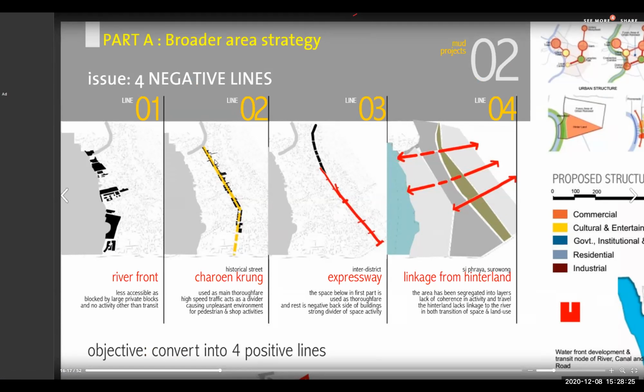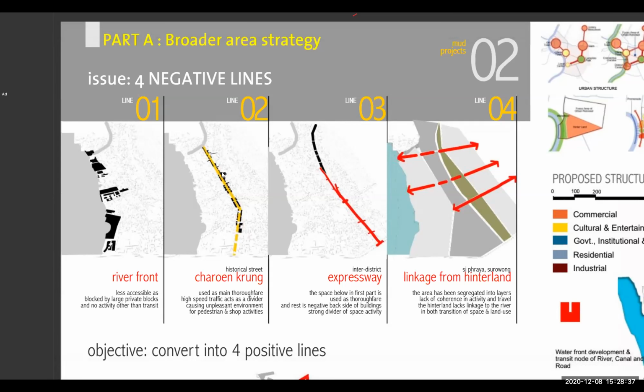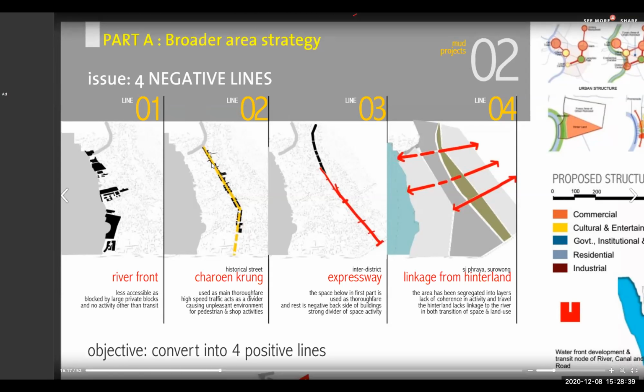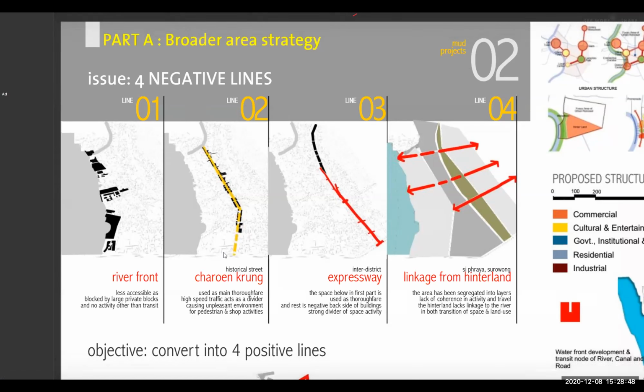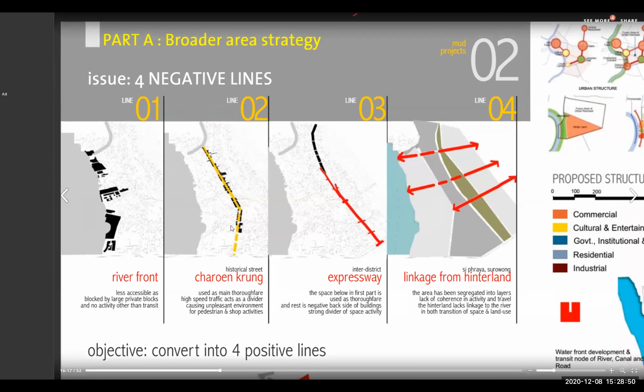The second negative line was that historical street. A very old street, one of the oldest streets in Thailand, and a lot of these are historic, with old-style classic buildings of different styles. But why is it a problem? Because nobody walks in that street. This is a high-speed road. The cars go very quickly, there is a lot of dust, and nobody loves to walk here. But this could be changed. So we say that this is a negative one.